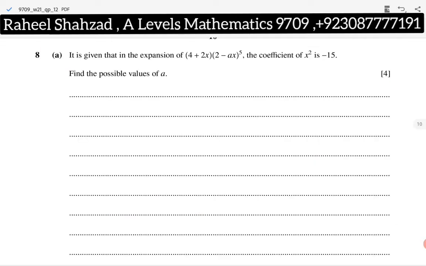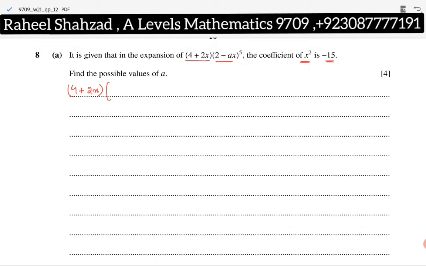Okay, in this question number 8, it's given that in the expansion of 4 plus 2x and 2 minus ax to the power 5, the coefficient of x square is negative 15. Find the possible values of a. So let's open it. 4 plus 2x.